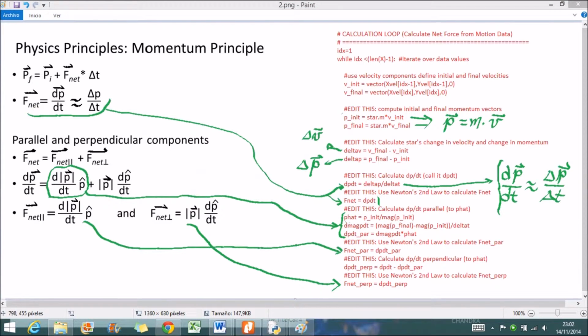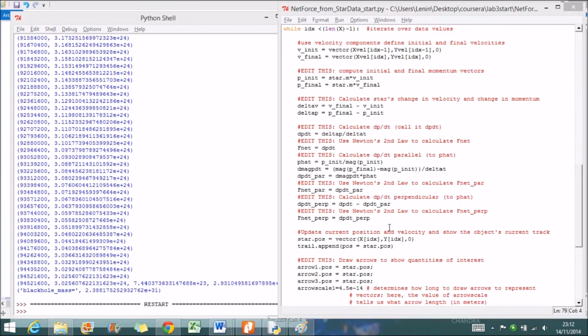In this trajectory, Fnet can be represented in two parts, the parallel component and the perpendicular component. The parallel component is related to changes in speed, and the perpendicular component produces curved paths. In the code, we observe the parallel component and the perpendicular component of the net force. Now we run the code and observe the simulation.